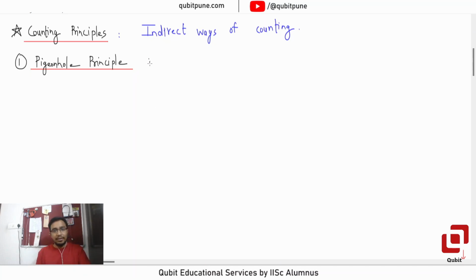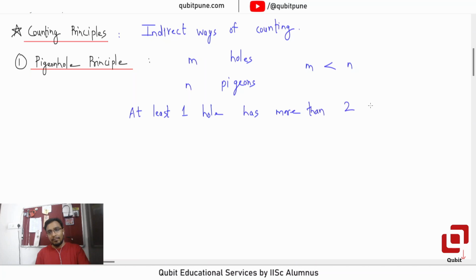First, the pigeonhole principle. What does the pigeonhole principle tell? Going by its name, it basically says that if there are m holes and n pigeons, with the number of pigeons exceeding the number of holes, then at least one hole has more than one pigeon.